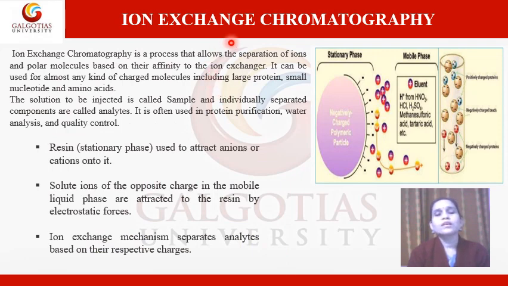Let us discuss ion exchange chromatography. Ion exchange chromatography is a process that allows the separation of ions or polar molecules based on their affinity to the ion exchanger. There are two types of ion exchanger, positive or negative, that is cation exchanger and anion exchanger. Here the resin is used as the stationary phase, which may be negatively charged polymeric particles or positively charged polymeric particles. This principle is used for separating charged molecules like large proteins, small nucleotides and amino acids.